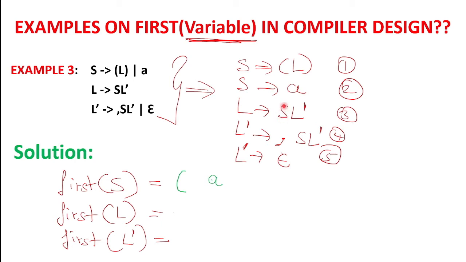So in this case, we have to find the first of S, because at the first place on the right hand side of this production, S is coming. But S we cannot write it as an answer. So we have to find the first of S. So whatever is the first of S, that will be our first of L also.